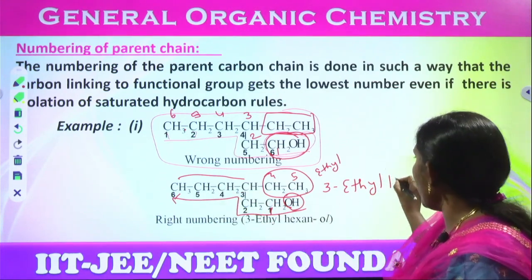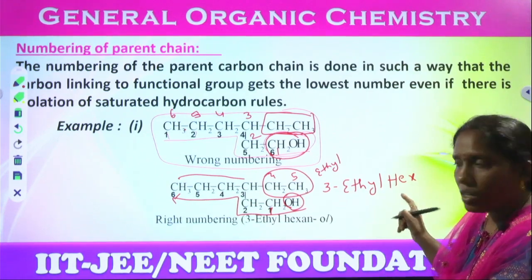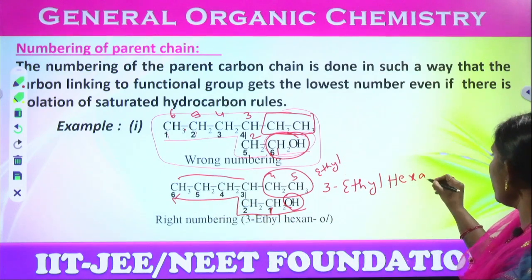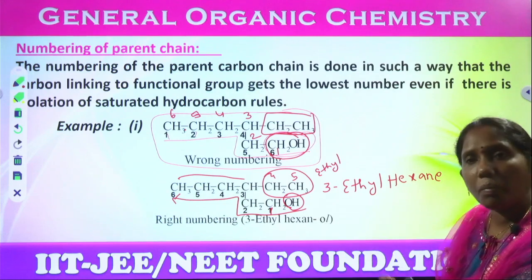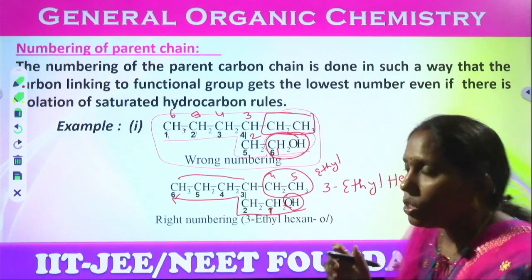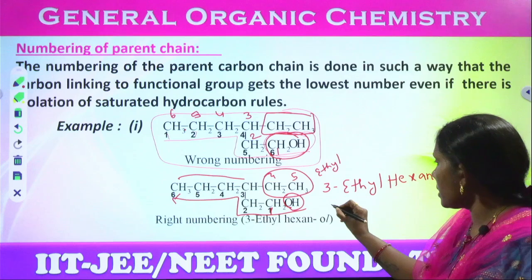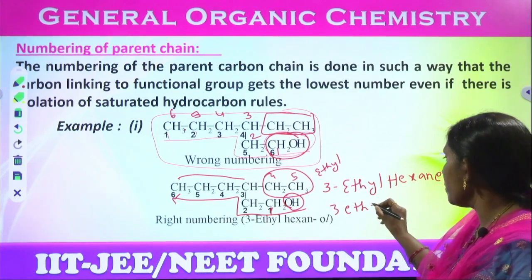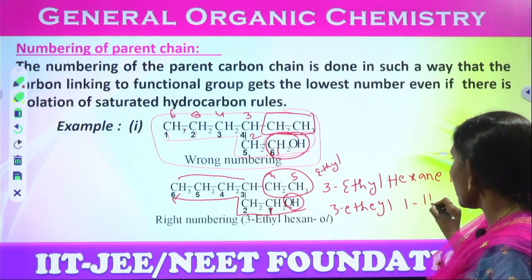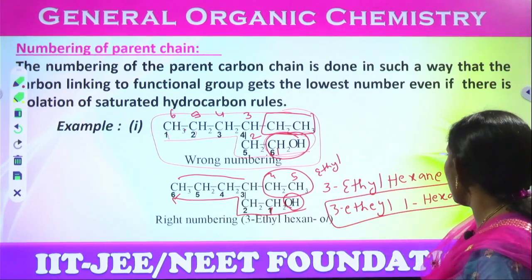So 6 means hex, it is the root word, and all single bonds are present between the longest carbon chain, so ane. But on the first carbon we have an alcoholic group, which we can write with the suffix ol. So we will write hexan-1-ol, or else you can write this as 3 ethyl 1 hexanol, even like this also we can write the number.